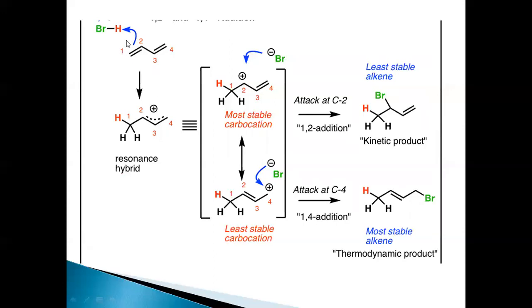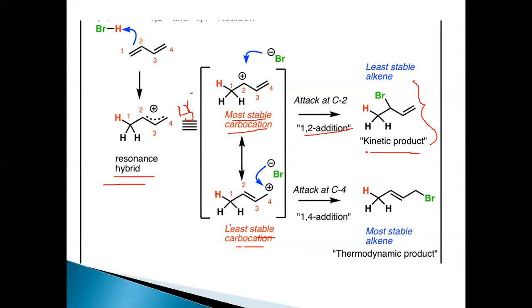Now the summary of this is, when HBr is added to 1,3-butadiene, we get this resonance hybrid, that is, the charge distribution is taking place here. So the Br minus can attack either here, which is the most stable carbocation, the secondary carbocation, or here, which is the least stable carbocation, the primary carbocation. When it attacks at the secondary carbocation, the most stable carbocation, which has the lower activation energy, it results in the formation of the 1,2 addition product, that is the kinetic product here. But this is the least stable alkene.